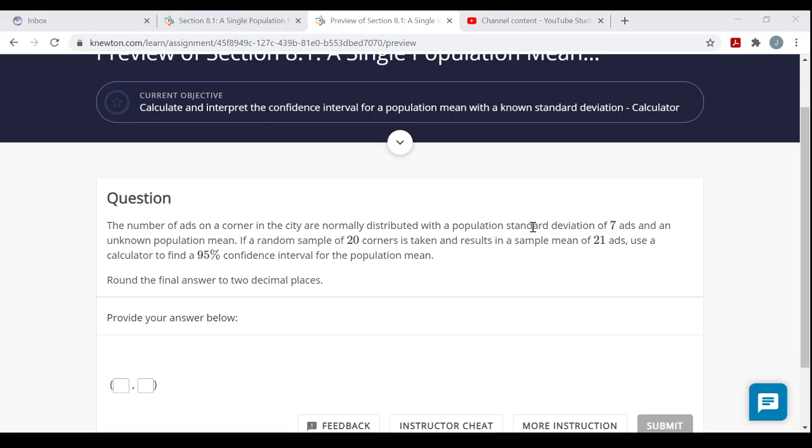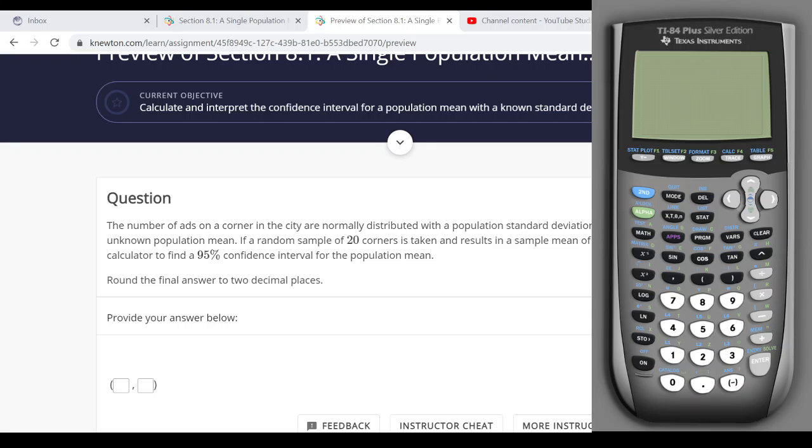They gave us sigma, 7. They gave us n, right? The size of the sample is 20. And they gave us the mean of that sample, the x bar, right? 21. And they also gave us the confidence level. Now you're going to have to put it in as a decimal, not a percentage. So not 95, you're going to put in 0.95. All right, so let me show you the calculator. So again, TI-84.